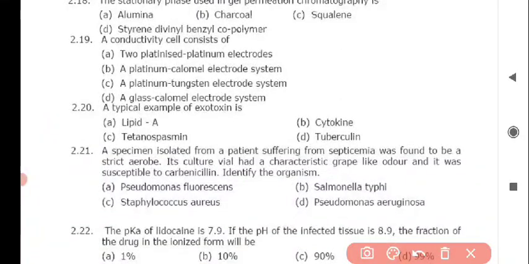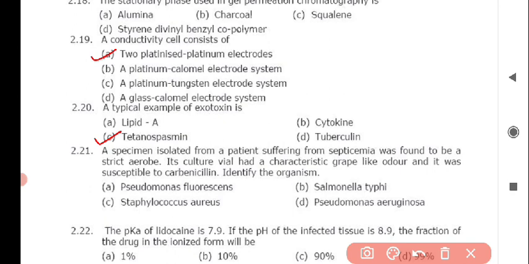The next question: a conductivity cell consists of. The correct answer for this is option A. It consists of two platinized platinum electrodes. Next question: a typical example of exotoxin is. The correct answer is option C, tetanospasmin.